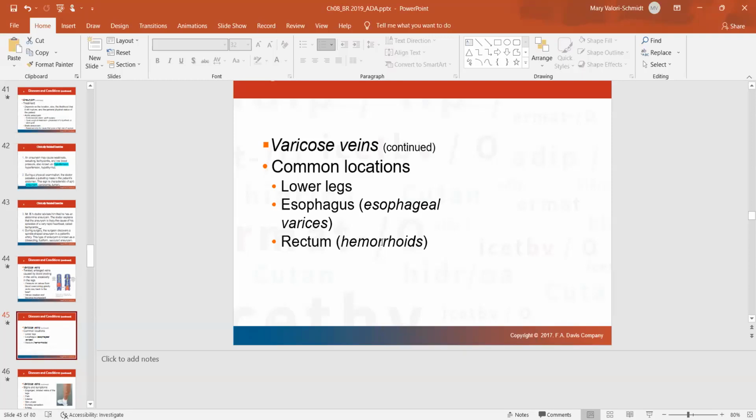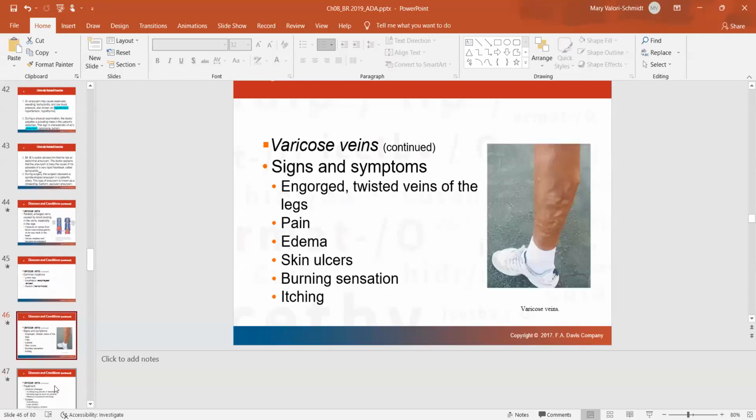Rectum hemorrhoids, that's common. Pregnant women will typically get hemorrhoids towards the end. They're painful. They're just varicose veins of the rectum. And men that do heavy lifting, that kind of thing, will sometimes suffer from hemorrhoids. They are no fun either.